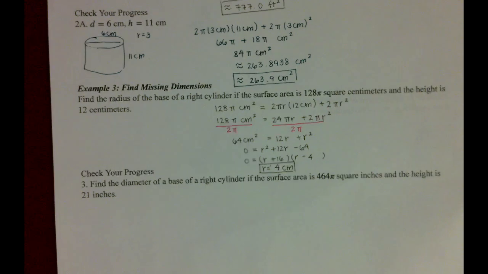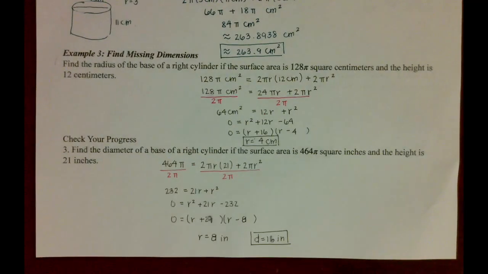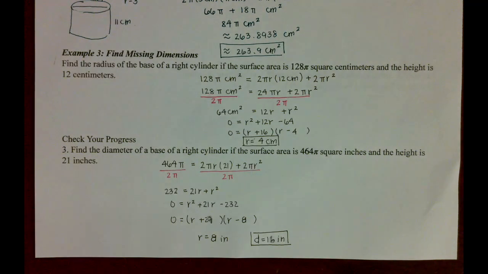So why don't you try CYP3, and then once you're done, come check your answer. Okay, you should have gotten that the diameter is 16 inches. If you got that right, you can get started on your homework. If not, here is your explanation.